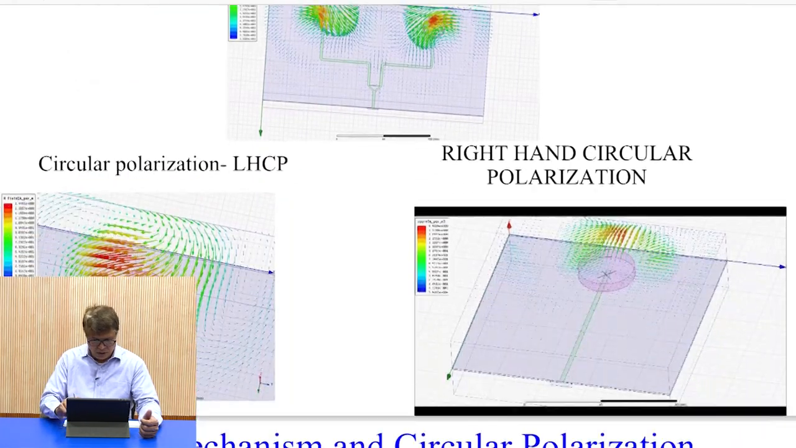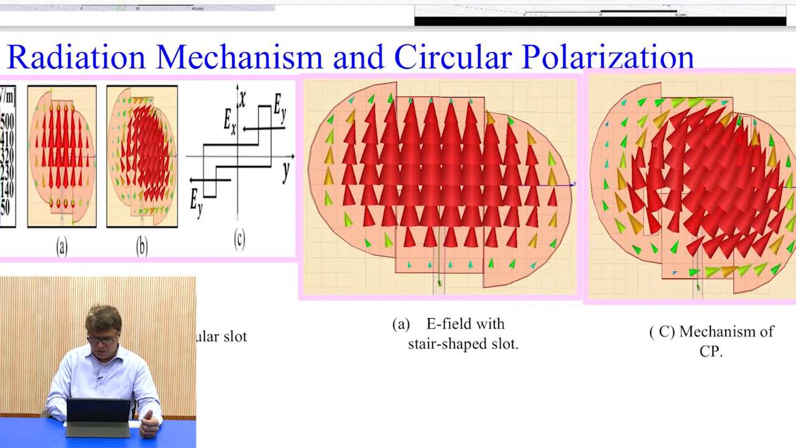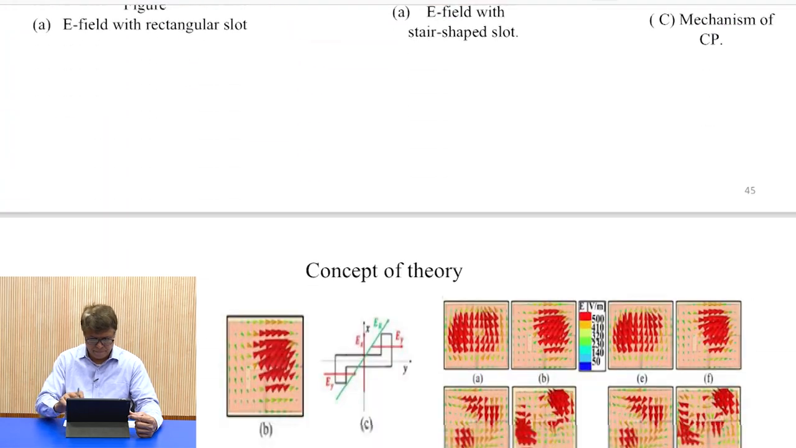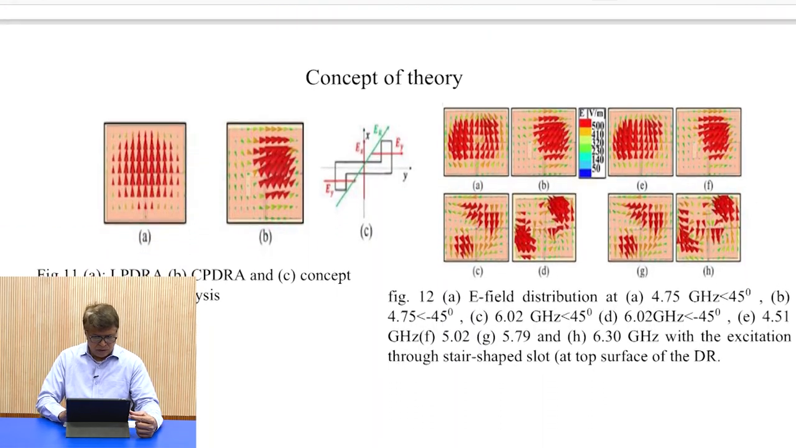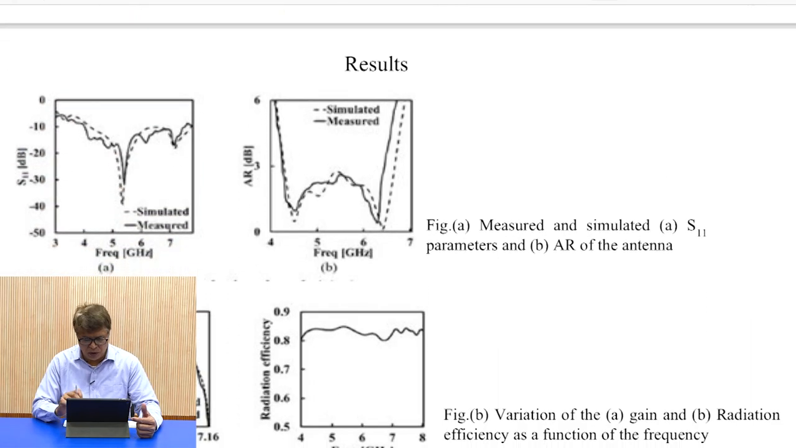If we see here, of course, these are in the PDF. This diagram will give us more clarity. See, E field with rectangular slot, figure A, E field with stair shape slot, and in the stair shape slot, one is made dominant. So, now the field is rotating like this. So, this is how we are able to get the circular polarization.